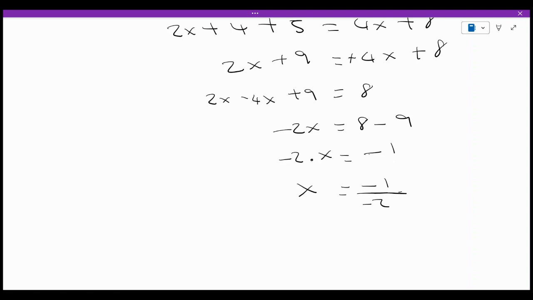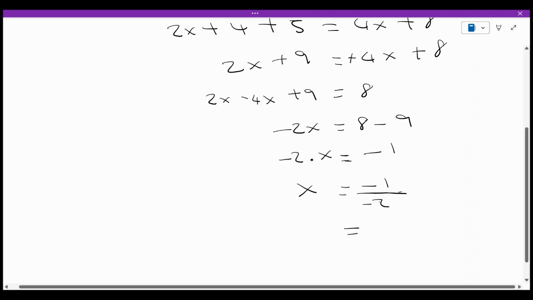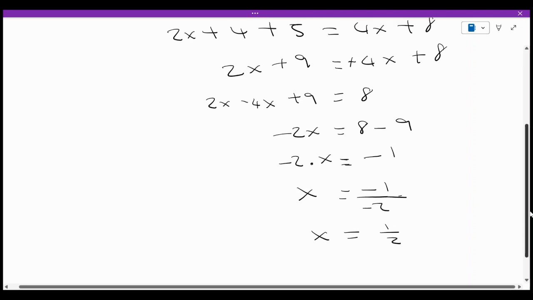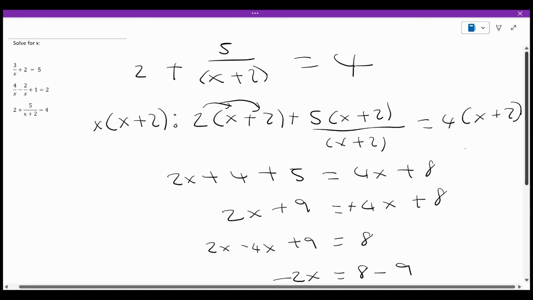Whenever you cross that equal sign, the function is going to do the opposite of its original. Here originally it was negative 2 multiplying. When we moved it over the equal sign, we made it divide. It's going to do the opposite. And negative and negative will cancel, then we're just left with a half. Now our x is a half, all right? Our x is a half.